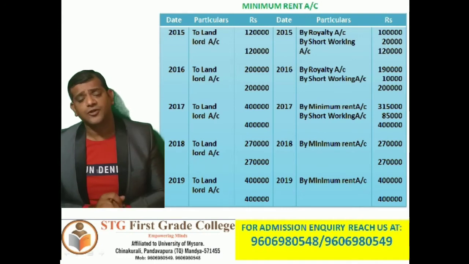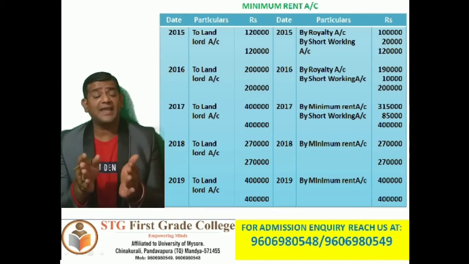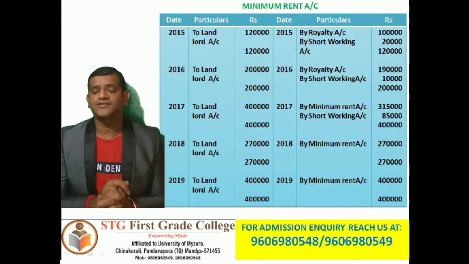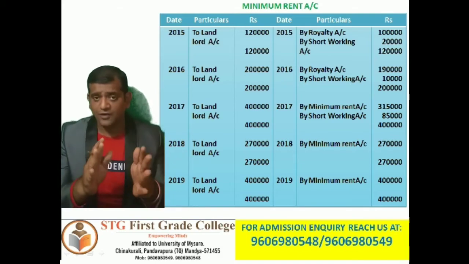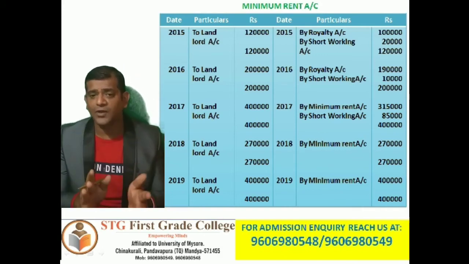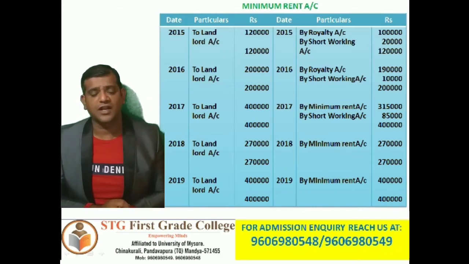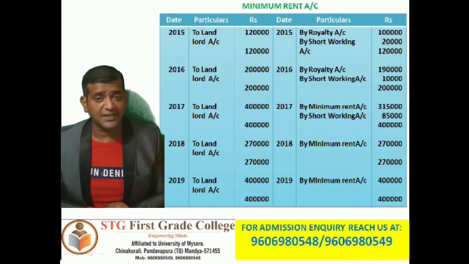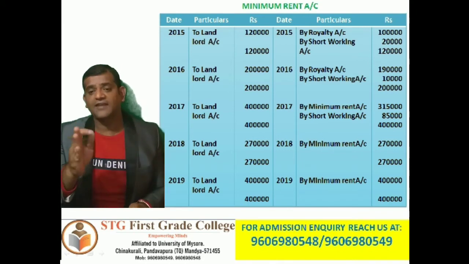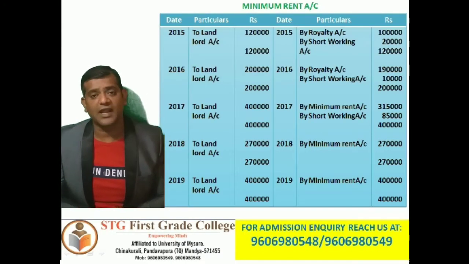So now move further. 2017, to landlord account 4 lakh rupees. 2017 by minimum rent account. So how much minimum rent was there? 2017 by royalty account. In the third year, we could generate only 3,15,000 out of royalty payable. So 3,15,000 by short working. There was a shortage in the year 2017 also. How much? 85,000 rupees. So 3,15,000 plus 85,000 short working column amount, put together, we could reach 4 lakh, 4 lakh.